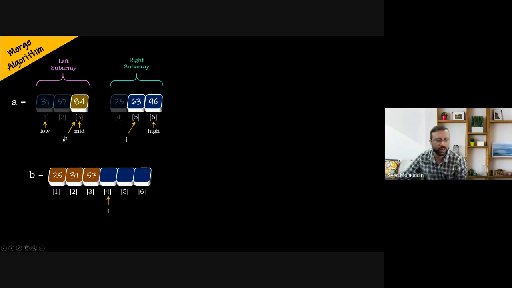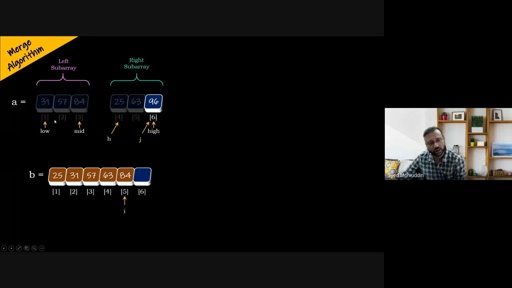Again, the element at h is checked with j. 63 is smaller, so 63 is stored here. Since 63 was stored, j moves to the right, and i also moves. Again, h is compared with j. The element at h is smaller, that is 84. So 84 is copied to array B, and h moves. It is moving from index 3 to index 4.